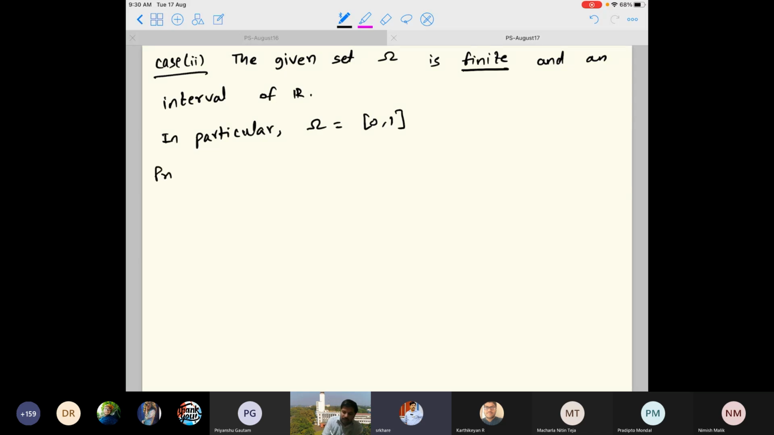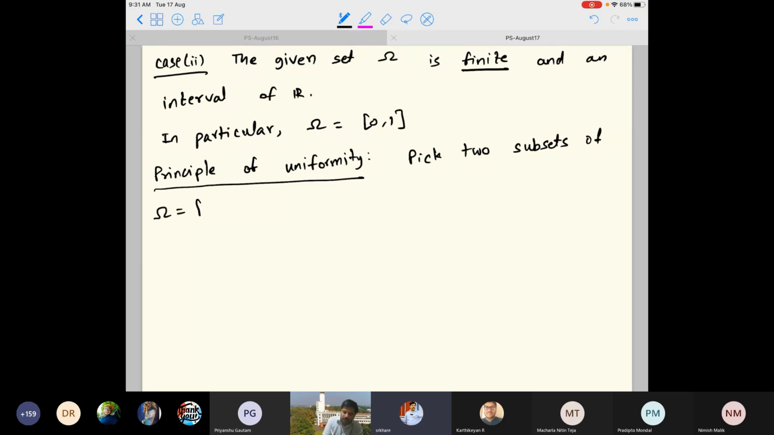Okay, so once again, the principle of uniformity. What does the principle of uniformity say? Pick two subsets of omega. What is omega here? Omega is the closed interval 0 to 1. Pick these two subsets of omega of equal size. Again, this size is very important. Then they shall have the same probability. Correct?